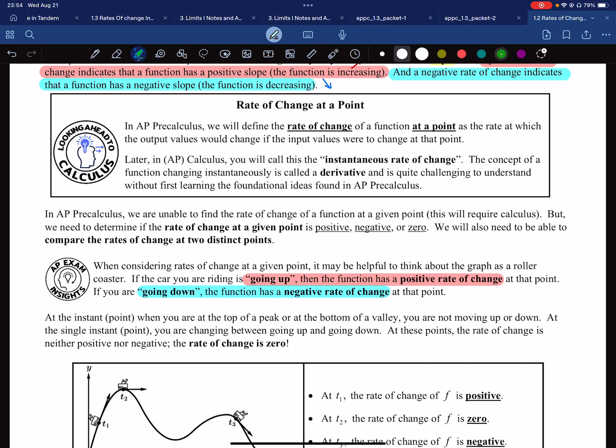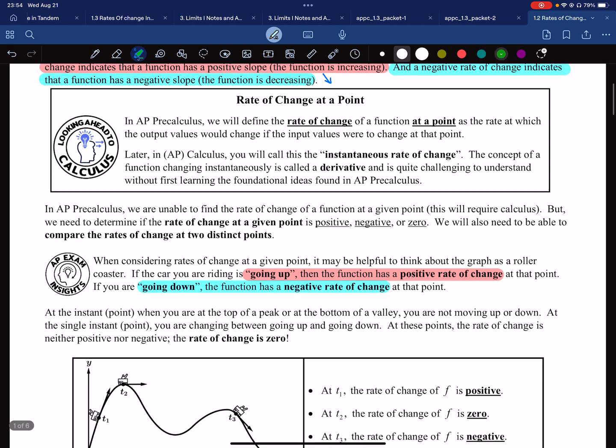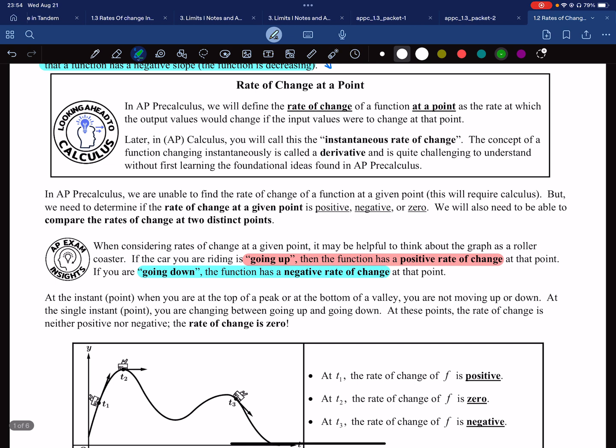Then we have a new one, at a maximum or a minimum, where the rate of change is neither positive nor negative. At this point, the rate of change is zero. Again, these happen at the top of the peak or at the bottom of the valley. So you're not moving up, you're not moving down.